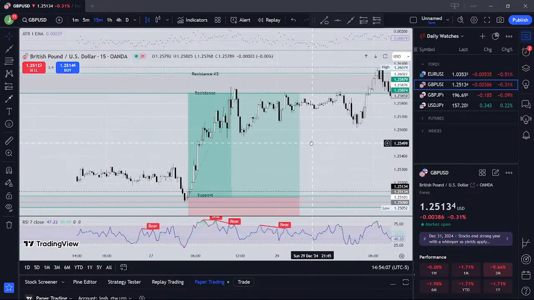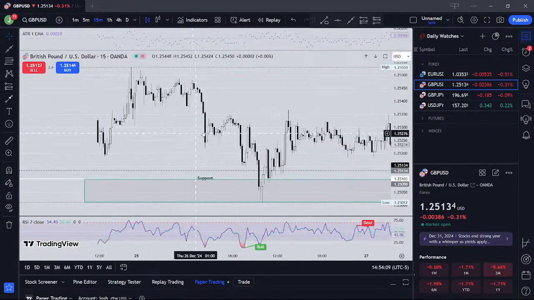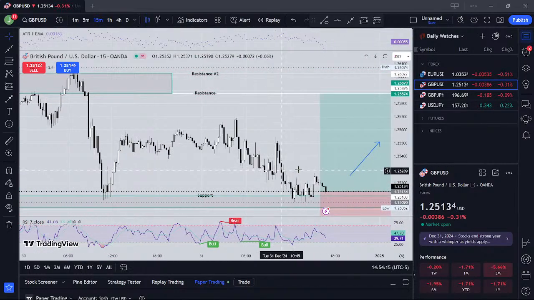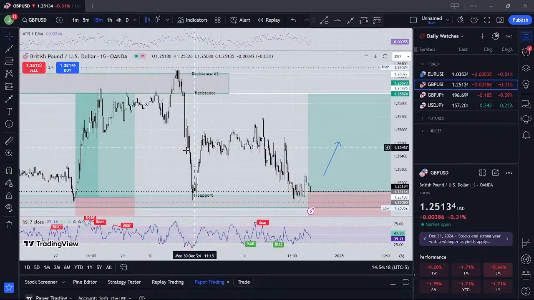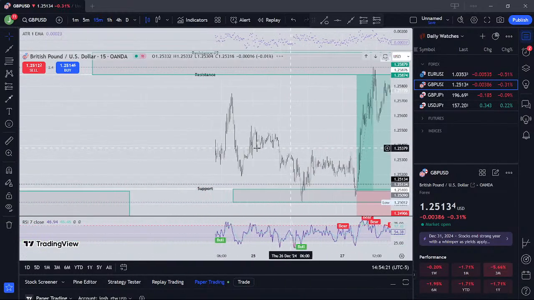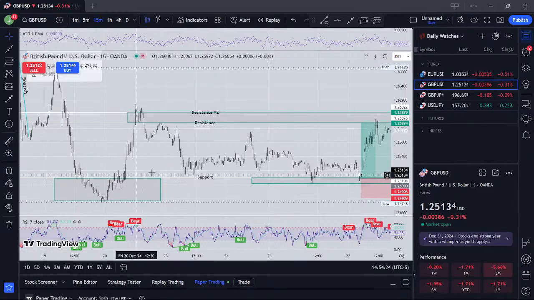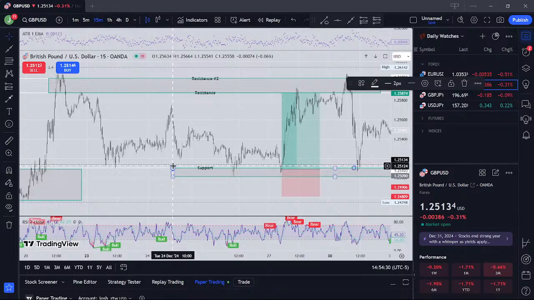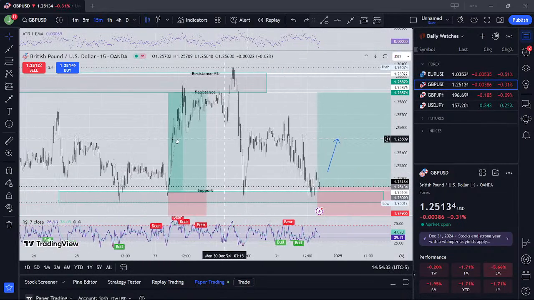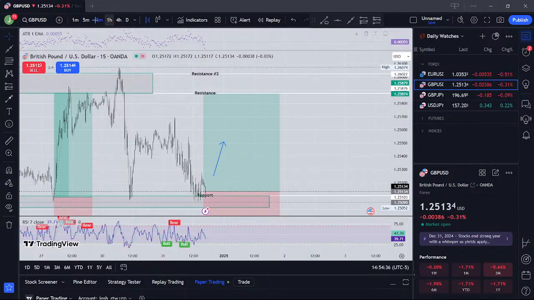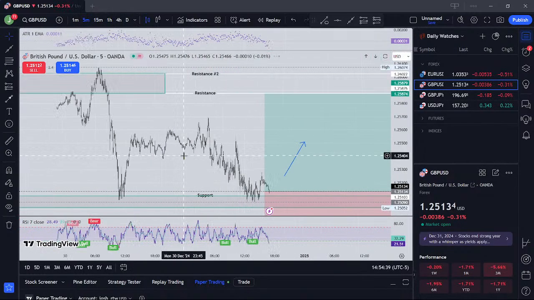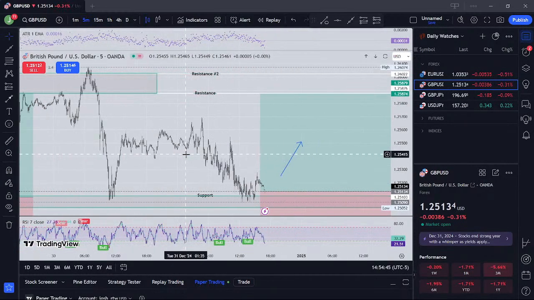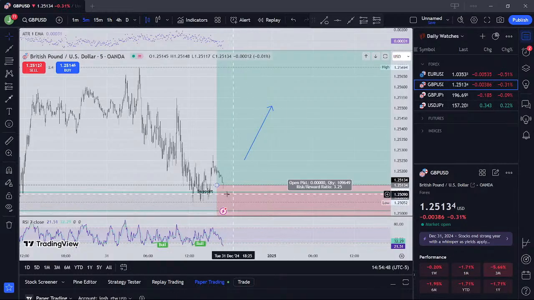Touch the resistance, go for the resistance. Yeah, it should probably go up. I have a strong feeling that it should go up. Let me see the 5 minute. Yeah, it should go up. It might retest in the support area over here.